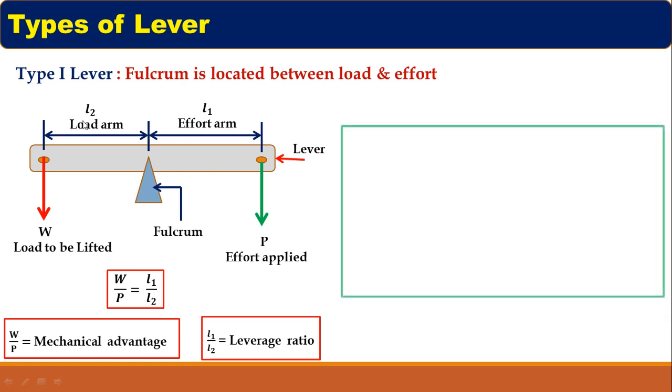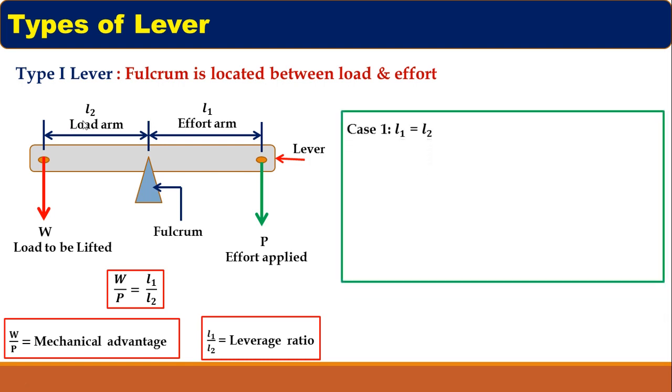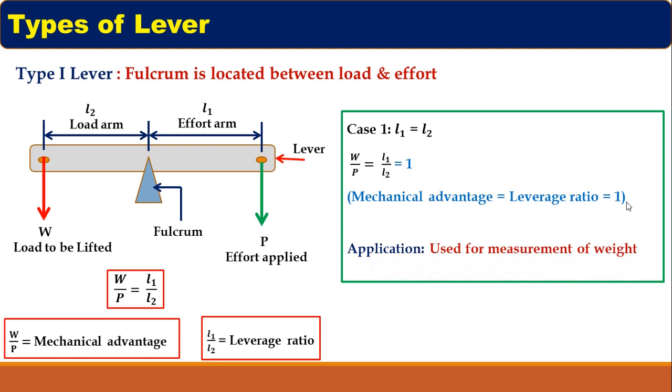Now let us consider the first case, when L1 is equal to L2. Now if L1 is equal to L2, the ratios W upon P and L1 upon L2 will be equal to 1. That we have to write here, which indicates that W upon P is the mechanical advantage, L1 upon L2 is the leverage ratio, which is equal to 1. And thus if the mechanical advantage is greater than or equal to 1, we can use this lever in mechanical applications, and the application of this kind of lever is the measurement of weight.